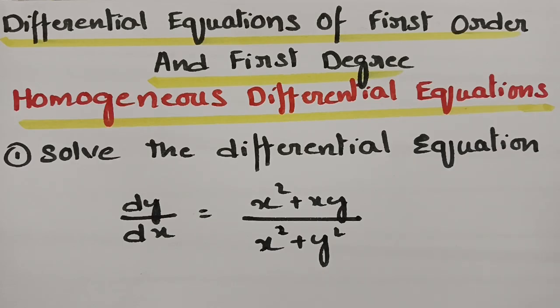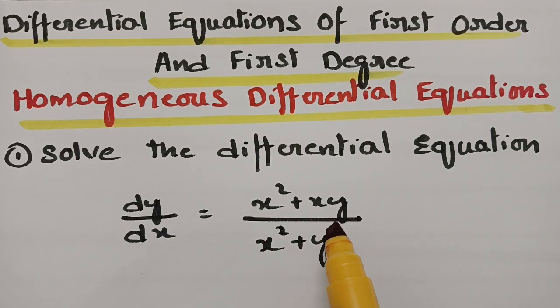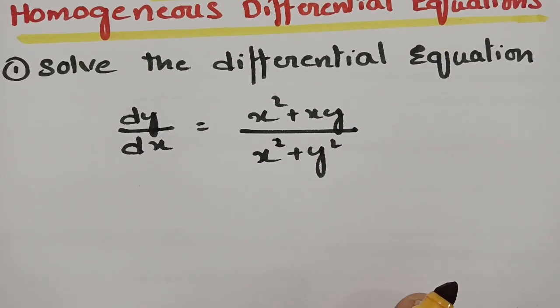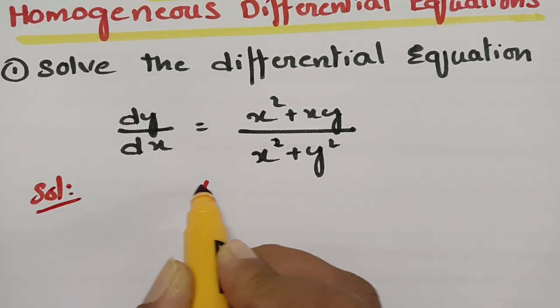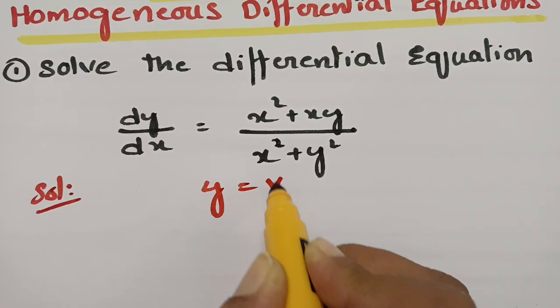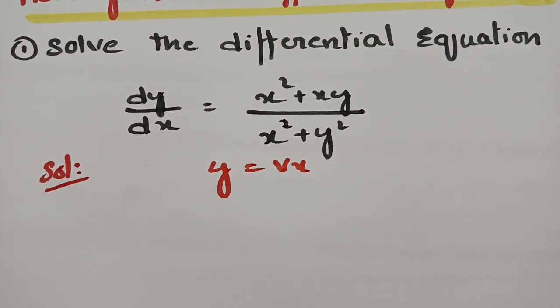So here is a problem related to homogeneous differential equations. Solve the differential equation dy by dx is equal to x square plus xy by x square plus y square. As this is a homogeneous differential equation, here is the substitution that I'll put: y is equal to vx. So in place of y, I am going to write vx.